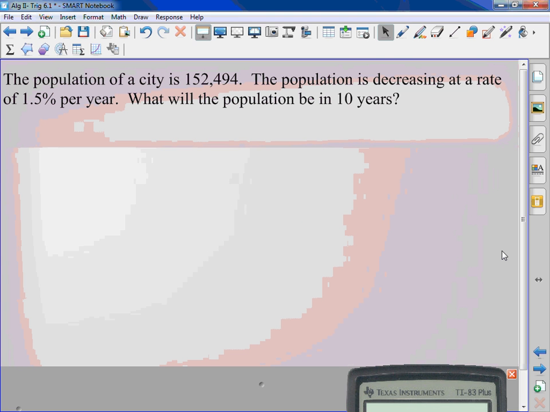Here. Do you still need that back page? Okay.